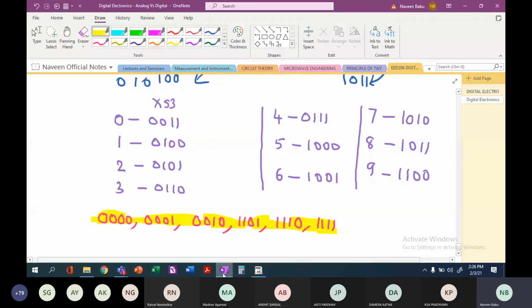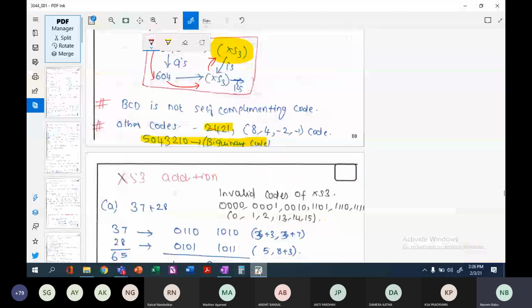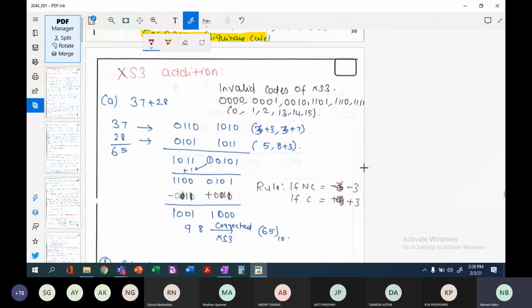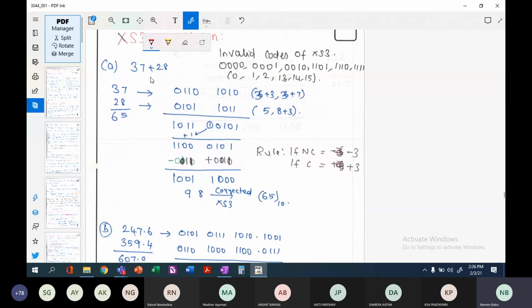So let us perform XS3 addition now. We have to perform 37 plus 28. So now let us do the normal addition and then let us verify our answer. What is 37 plus 28? 7 plus 8 is 15, 5 remainder 1 carry, and 65 is the answer. We have to get 65. So now what is the XS3 value of 37? 3 plus 3, so 0110 corresponding to 3 plus 3.